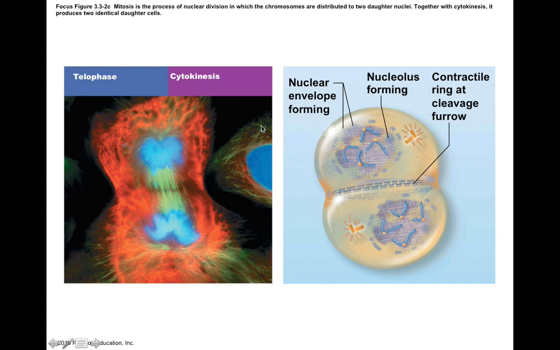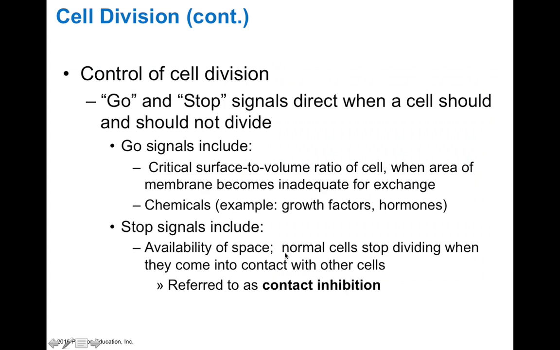And then the last part of cell division is cytokinesis. Cytokinesis is not technically part of M phase, but it's necessary for the cells to divide. Cyto meaning cell, kinesis meaning movement. So cytokinesis is basically where the two cells pinch apart. And then what you're going to have is completely separate cells there.